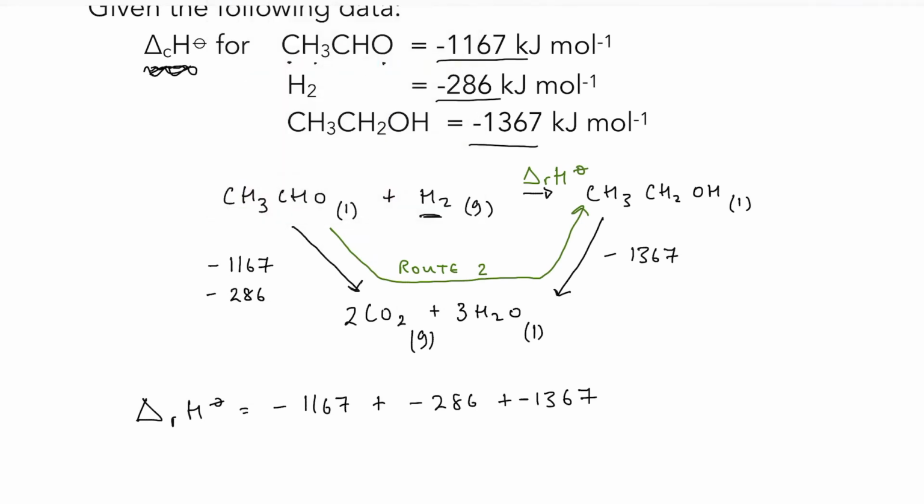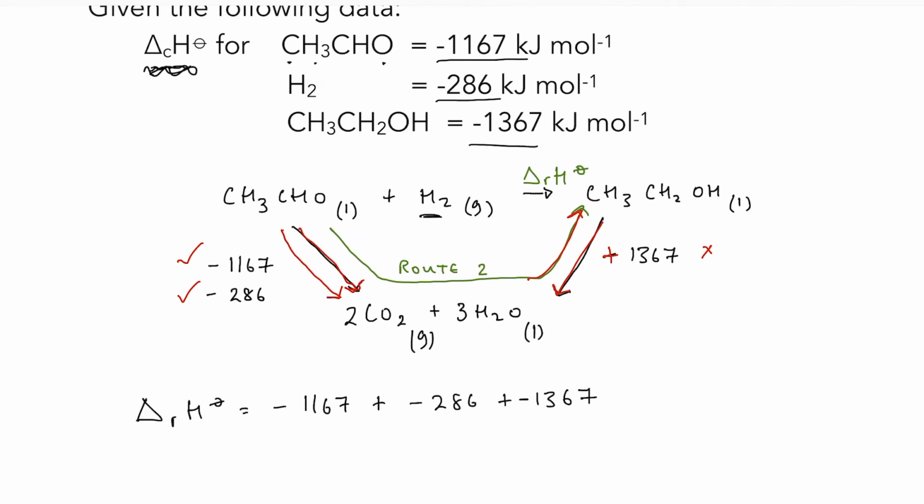Now I'm going to check my route. To begin with, I'm moving in the same direction as the arrow in my cycle. Route 2 follows the arrow in the cycle, so these numbers are correct. The second part of route 2 goes in the opposite direction to the arrow in the cycle. So this number is not correct. It needs to be positive. If we think about it, we're kind of unburning ethanol.